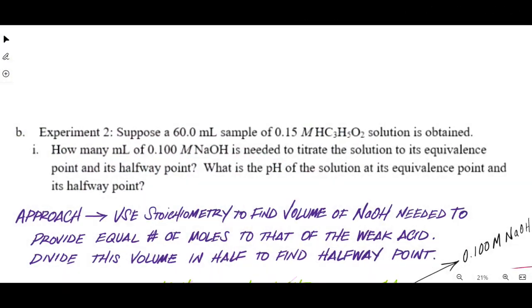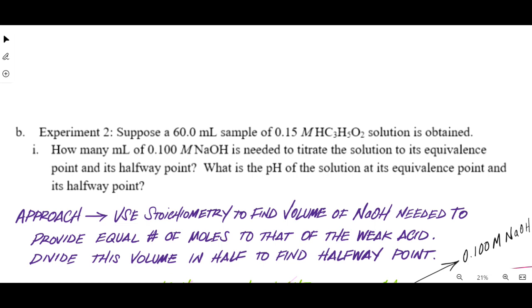Now we're ready for part B, so please pause the video and read through the question. You'll see in this second experiment, we have 60 mLs of our weak acid, and this time we know the concentration of the propanoic acid. They're asking us, how many milliliters of the strong base would you need to titrate the solution to its equivalence point and its halfway point? So in that first part of the question, they want two different volumes. And then they say, what is the pH of the solution at the equivalence point and at the halfway point? So there they want two pHs. So really, this is like 4 questions.